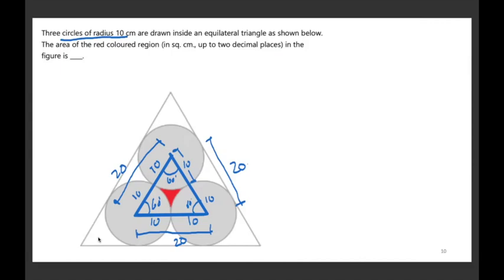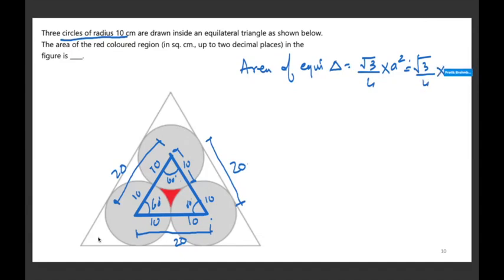Now, within the blue triangle, if I were to find the area of the red part, I will have to find the area of the blue triangle first, and then subtract from it the area of the 3 sectors, and then I will get the area of the red part. So first I will find the area of the equilateral triangle, which is root 3 by 4 a square. The value of a, the side of the equilateral triangle, is 20. So this is 20 square.